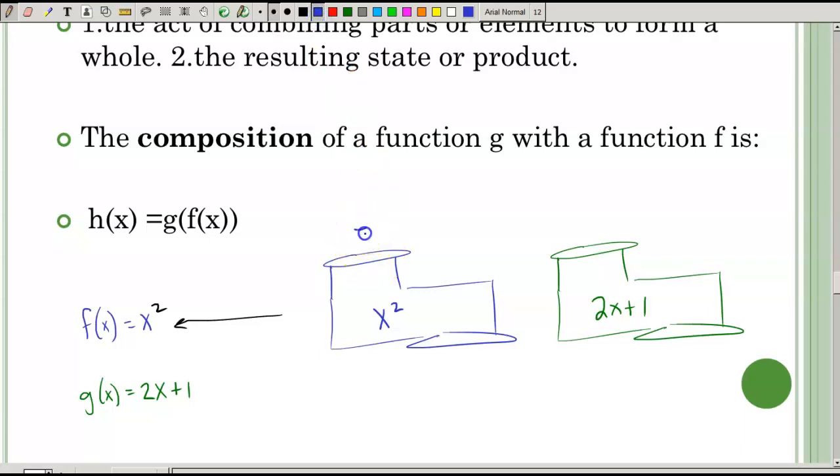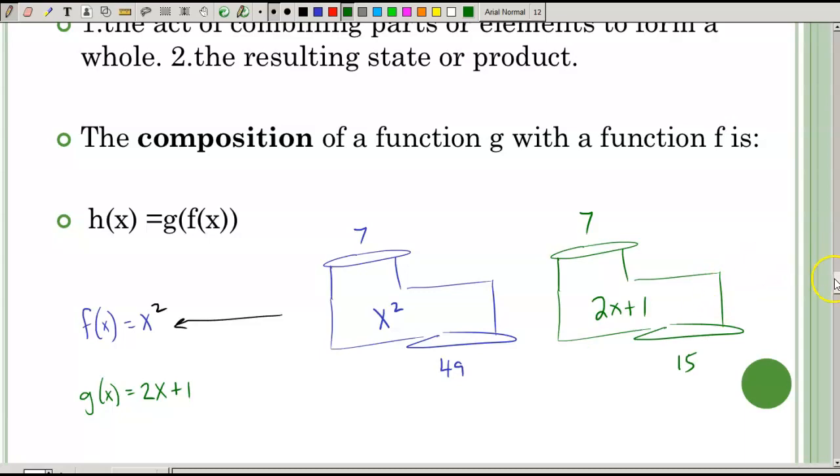Let me put another example here. On the left, if I plug in 7, of course the output would be 49. That would come out of that function. For this green function, g of x, let's say I plugged in 7 as well. If I plug in 7 and double that, I'd get 14, and then adding 1, I would get 15. So I have two different functions that do two different operations.